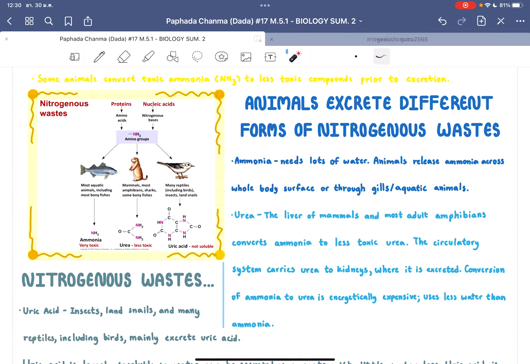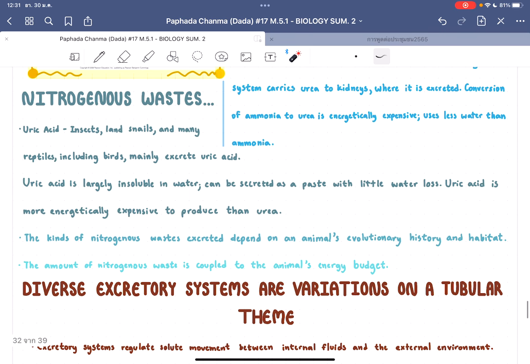Animals excrete different forms of nitrogenous waste. Ammonia needs lots of water. Aquatic animals release ammonia across the whole body surface or through gills. Urea: the livers of mammals and most adult amphibians convert ammonia to less toxic urea. The circulatory system carries urea to the kidneys, where it is excreted. Conversion of ammonia to urea is energetically expensive, but uses less water than ammonia.